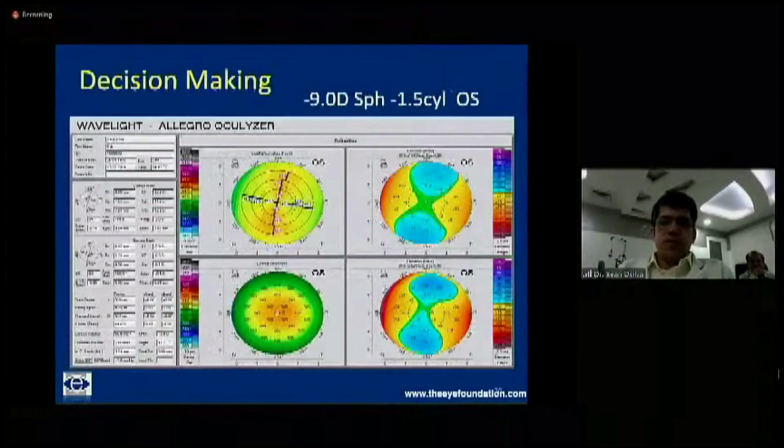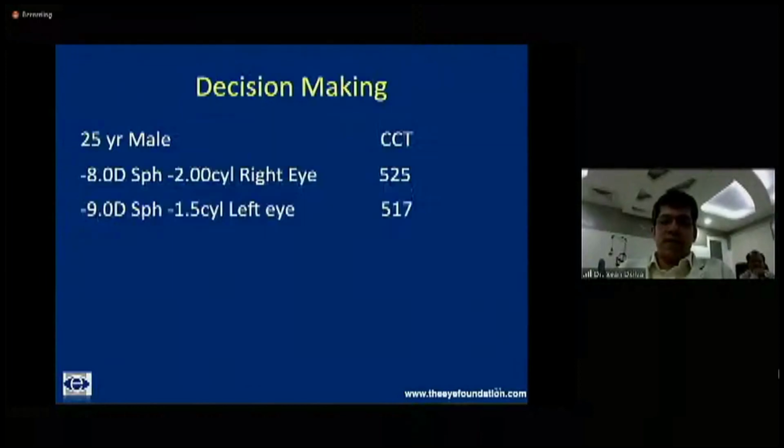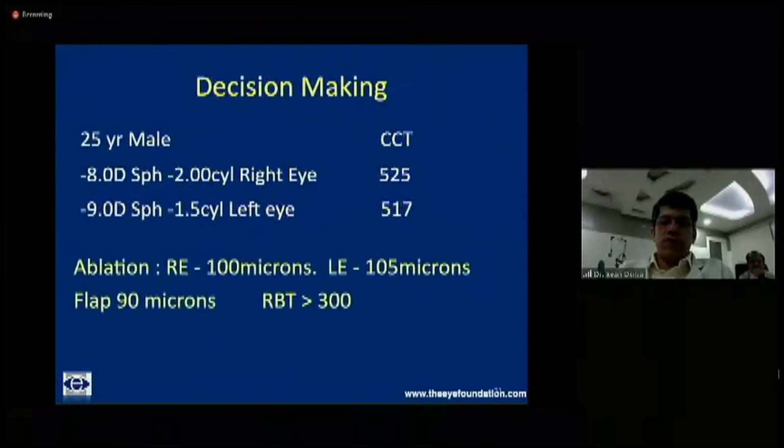So although this may be a routine patient walking into a clinic with -9 diopter sphere and 1.5 diopter cylinder, a perfectly normal topography with a with-the-rule astigmatism and a corneal thickness of 517, we have to look into what is the ablation that would be required to correct this high refractive error.